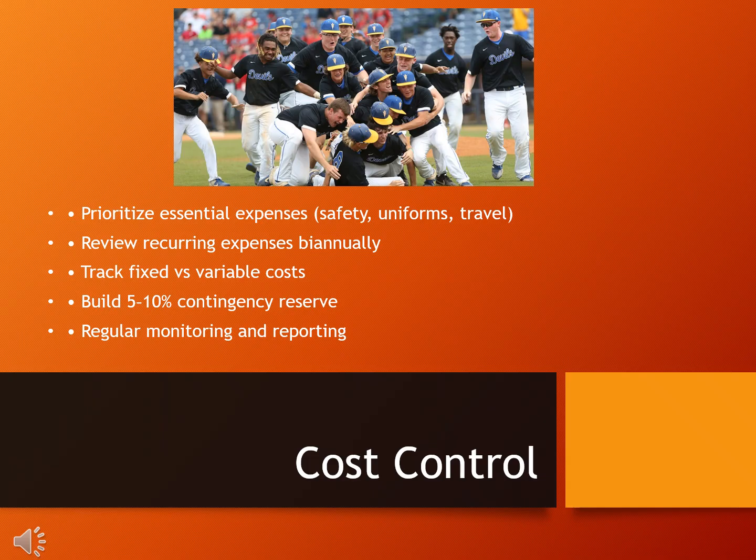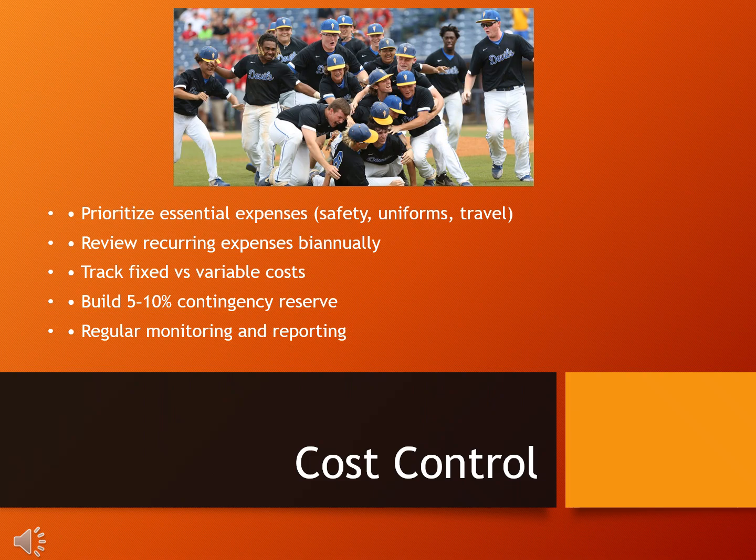Third, using fixed and variable cost tracking, tracking will clearly distinguish between fixed cost and variable cost. Fixed examples will include league dues, insurance, and field rentals. Variable examples will include travel mileage, meals, and tournament entries.